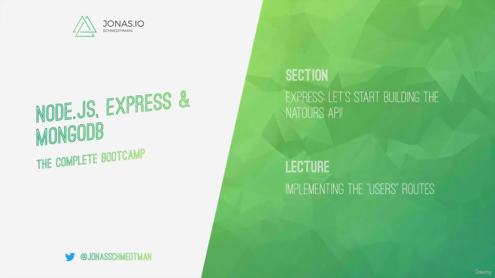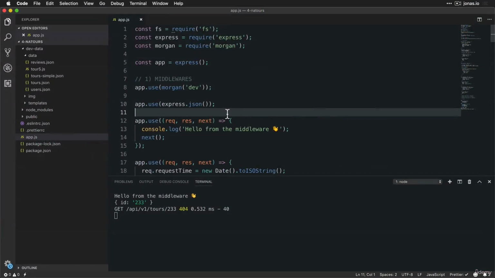Welcome back. In this video, let's start to implement some routes for the user's resource. So our API will have a couple of different resources. The first one that we already talked about and started to implement is the Natours resource. But another one will be the user's resource, so that, for example, we can create user accounts and have different user roles and all that good stuff that comes with users, right?